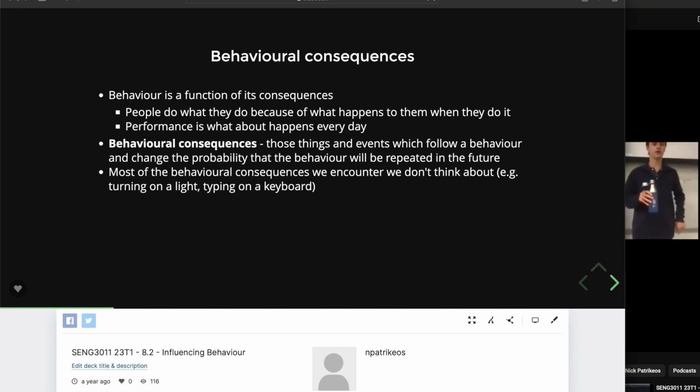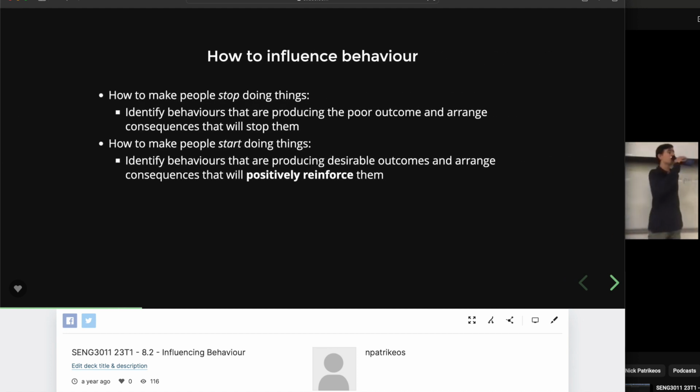So how to influence behavior? Pretty simple. This is the high level thesis. If you want to make people stop doing things, you identify the behaviors that are producing the poor outcome, the thing that you don't want to happen, and you put in consequences that will stop them. So when you do this thing that I don't want you to do, here's a bad consequence.